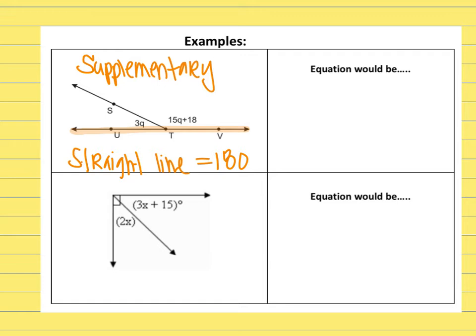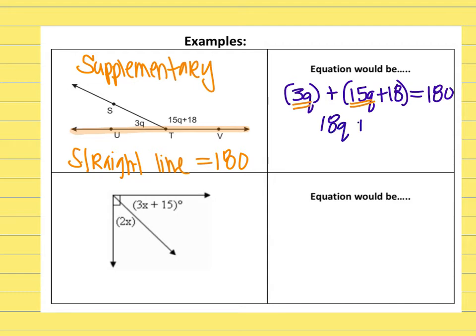So the first angle, oops, go back to pen. The first angle is 3Q plus the second angle is 15Q plus 18. And since it's a supplementary relationship, that equals 180 degrees. Then I would combine the things that are alike, combine like terms. So these two letter Q's can be together. 15Q and 3Q makes 18Q. And then the number 18 doesn't have anything to combine with it right now, so I would just leave it alone. And the whole thing still equals 180 degrees.